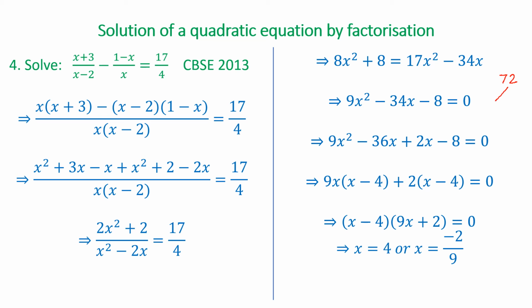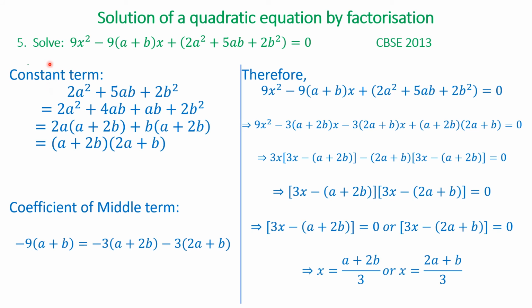When you see 72, you can write it as 36 and 2, 36 twos are 72, and also 36 minus 2 will give me 34, so I am writing minus 34 as minus 36 plus 2. From the first two terms, I take out 9x common, I'm left with x minus 4. From these two, I take out plus 2 common, I'm left with x minus 4. And therefore, I get (x - 4)(9x + 2) = 0, which will give me x = 4 or x = -2/9.